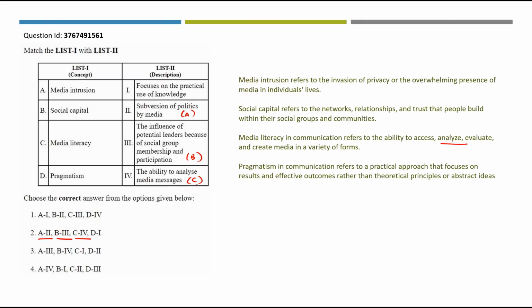What about pragmatism? It refers to a practical approach rather than abstract ideas. So focusing on the practical use of knowledge is what we mean by pragmatism. D will be mapping to 1. A2, B3, C4, D1. This is available in option number 2. Option number 2 will be the right answer.